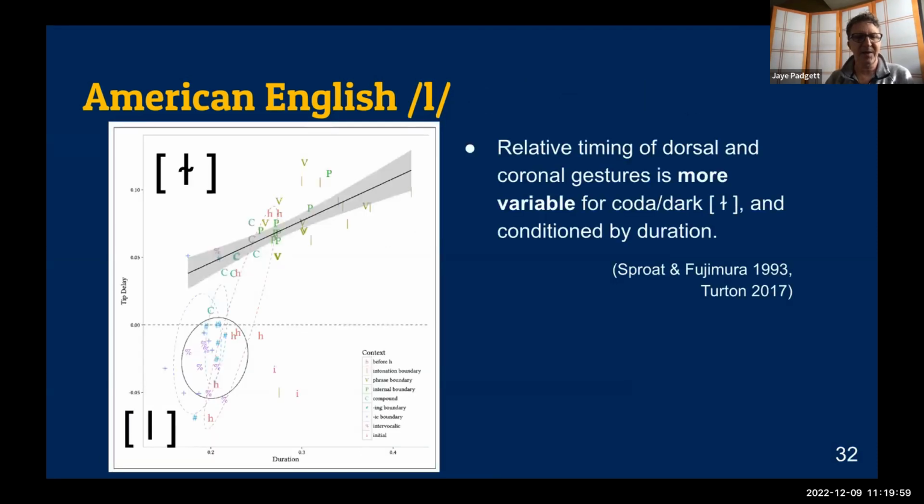And this is a diagram where the y-axis is the delay between the tongue tip gesture compared to the dorsal gesture. So the higher you are up there, the more delay there is, and the more you're basically a perceptually velarized L, and you're more likely to come from a coda position. So the velarized L's are at the top, and the onset non-velarized L's are on the bottom. And what you can see is that there's much more variability as well, related to duration in this case, in the top of the graph. So variability in the timing of the dorsal gesture in the coda. So different timing, more variability.